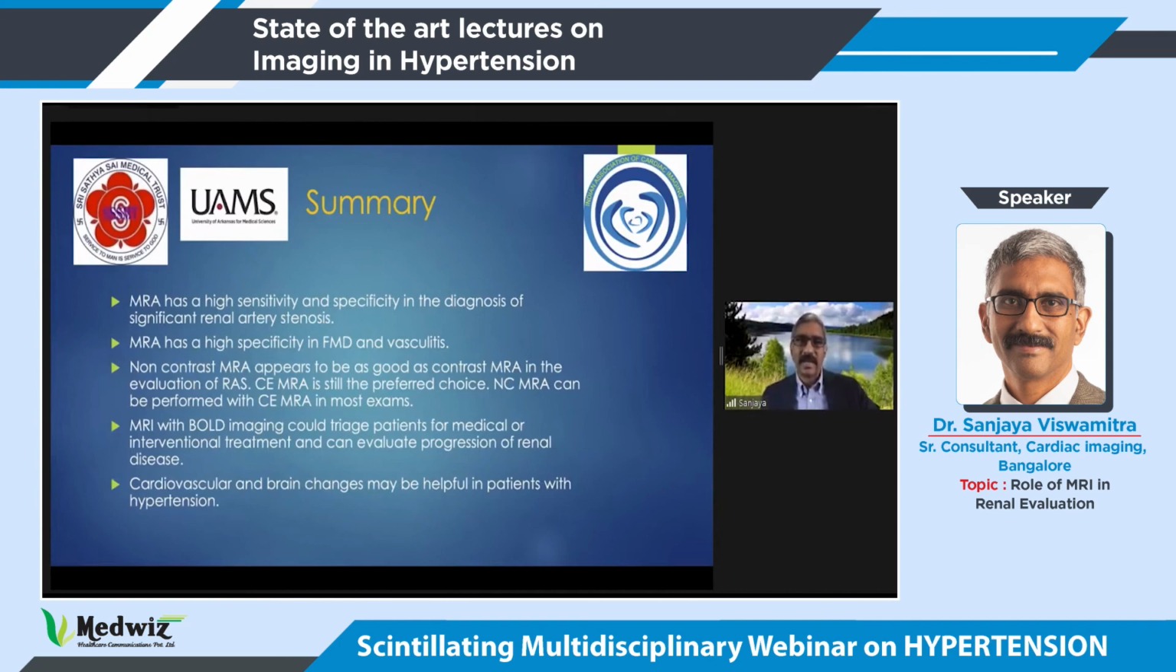So in summary, I would like to end by saying that MRA has a high sensitivity and specificity in the diagnosis. MRA has a high sensitivity in FMD and vasculitis. Non-contrast MR angiography appears to be equally good, though we always use it as an adjunct and we include contrast-enhanced MRI imaging. BOLD imaging appears to be something which is of great interest for people to look for the progression of renal disease. And I would also urge all of us to look away from the kidney to look for other changes which can also be equally evaluated in MRI.